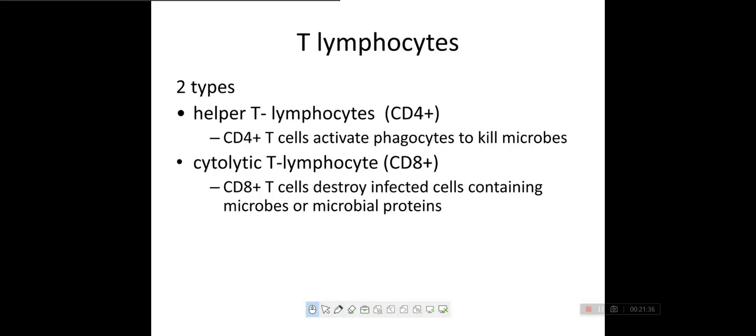T lymphocytes are of two types. Already I told you. That is T helper cell, TH, and T cytotoxic cell, that is TC. This TH cell having CD4 activates phagocytes to kill microbes, and CD8 present on TC cells destroys infected cells containing microbes or microbial protein.